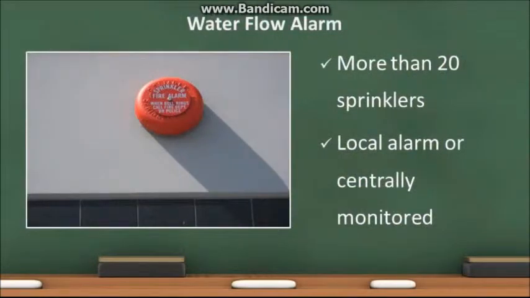This is a sprinkler alarm bell. It sounds when water is flowing through the sprinkler system. The bell is required to be labeled with instructions to call the fire department or police when the bell rings. Sprinkler alarm bells are only required when the system has 20 or more sprinkler heads and may be locally or centrally monitored.